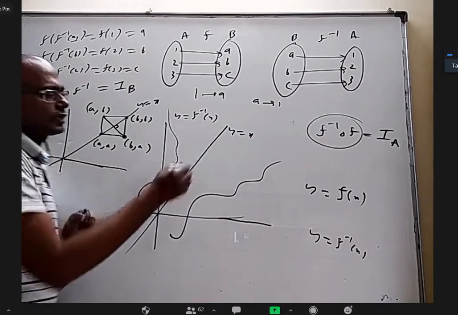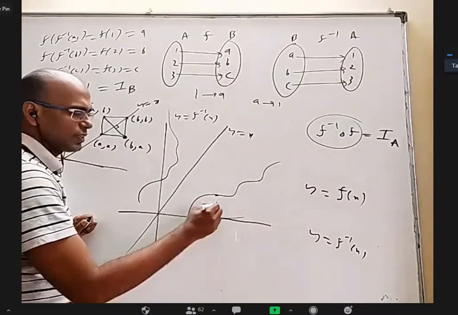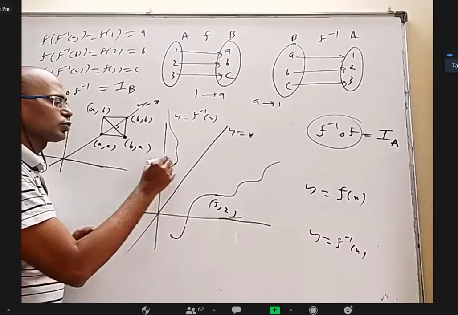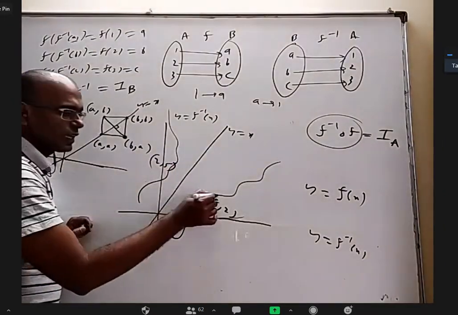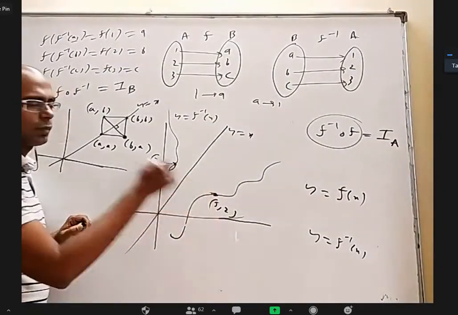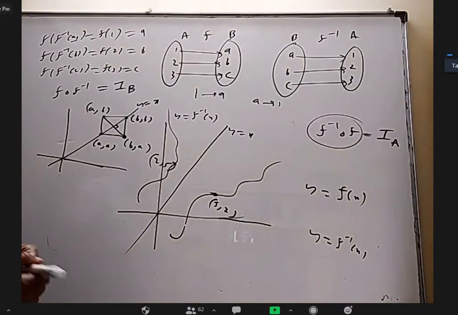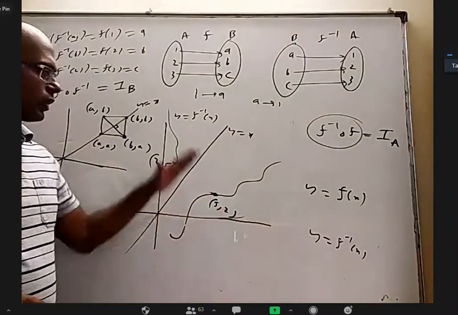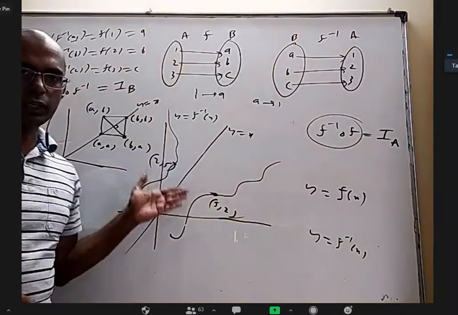So in the same way here, if the image of 5 is 2, in the inverse function, the image of 2 should be 5. So if this is a comma b, this should be b comma a. So they are mirror images of each other. So whenever you want to draw the inverse function graph, you draw the original function graph and with respect to y equal to x, you find a mirror image.